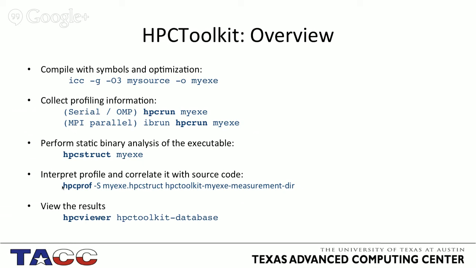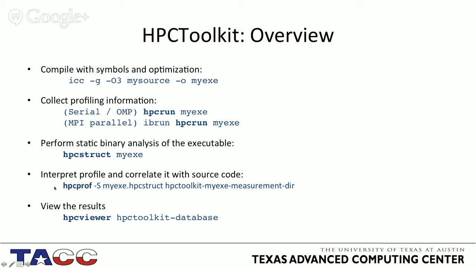You give it the structure file name, and then you give it the measurement file. And typically, the measurement directory is called hpctoolkit, application name, measurements, job ID. So it's a pretty long name, but it's easy to identify. And also, if you run multiple instances in the same directory, you get multiple job IDs, so they don't stamp on each other. To view the results, you're going to launch HPC Viewer.